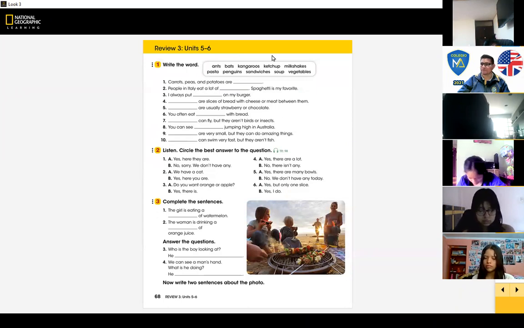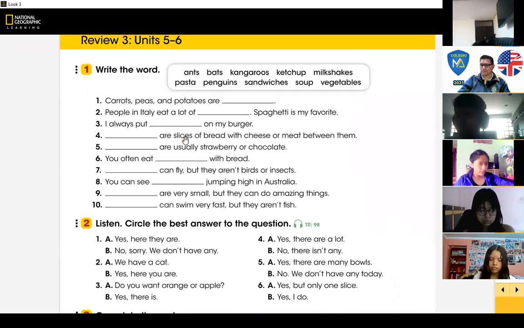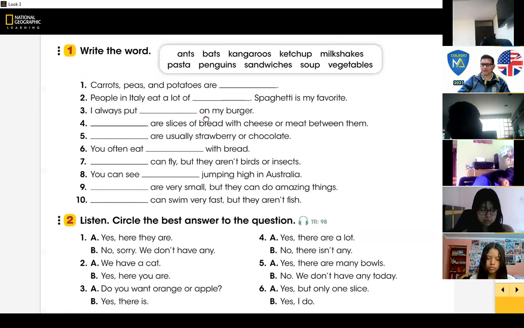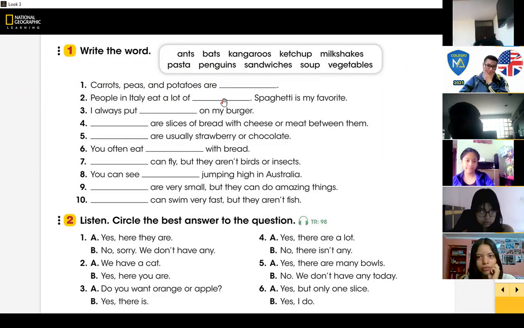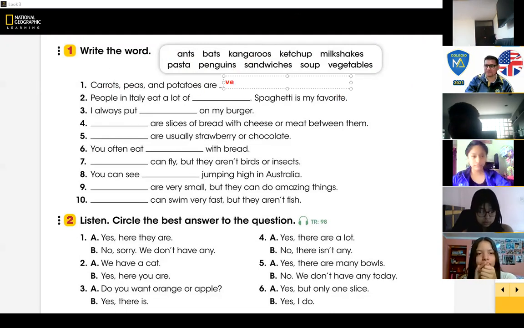What are you going to do here? You have review number 3, units 5 and 6. Let's work. What do they say here? Now, we have to complete this part with the options: ants, bats, kangaroos, ketchup, milkshake, pasta, penguin, sandwiches, soup, vegetables. Here it says, carrot, peas, and potatoes are... What do you think? Vegetables, right? It says carrots, peas, potatoes. Yeah, I think they are vegetables too.